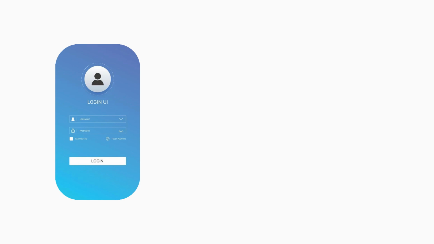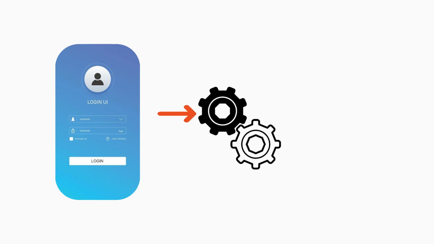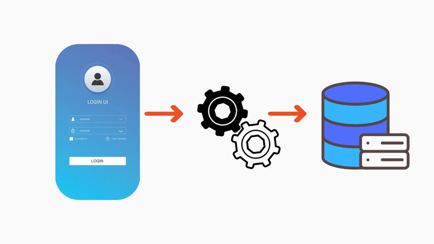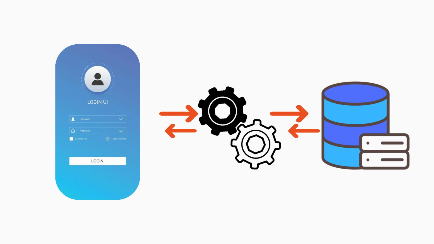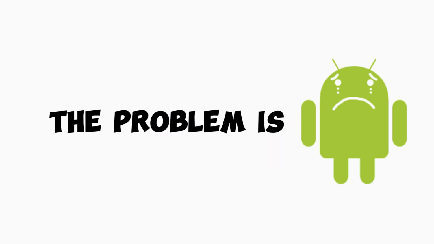Here's how it works. User taps Login. The view captures it. The controller handles the logic, asks the model for data, and updates the view with the result.